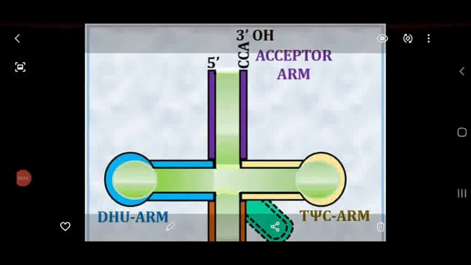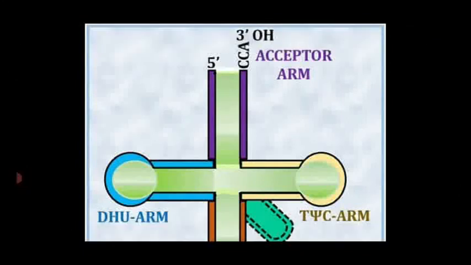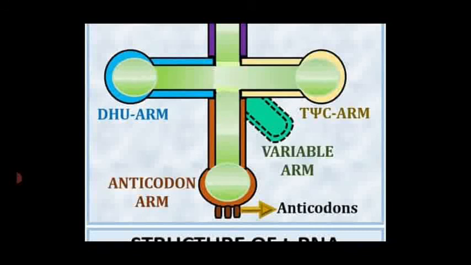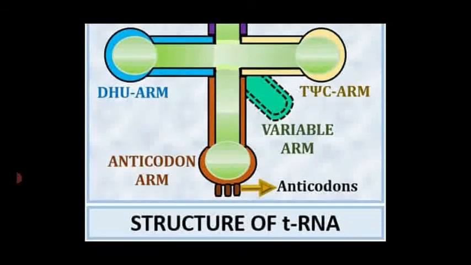Dear students, this is another structure showing the amino acid acceptor arm, D arm, T psi C arm. The extra arm is said to be the variable arm. Then the anticodon arm has a triplet, 3 anticodons, which are complementary paired with, what is that? mRNA codons. So this region is known as anticodons.